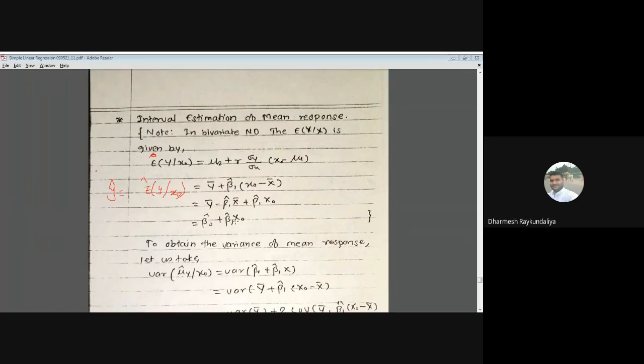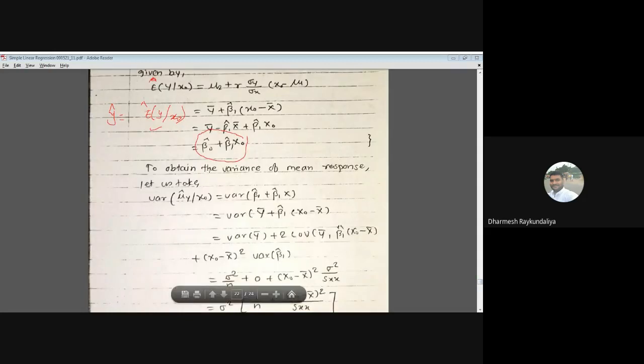Now to find out the confidence interval for this, I first have to find out the variance of this. So what is the variance of y cap given x0? That is nothing but the variance of beta 0 cap plus beta 1 cap x0. You can write this way: it is y bar plus beta 1 cap times (x0 minus x bar). Now this is the variance of y bar plus 2 times the covariance between y bar and beta 1 cap times (x0 minus x bar), plus (x0 minus x bar) square into the variance of beta 1 cap.